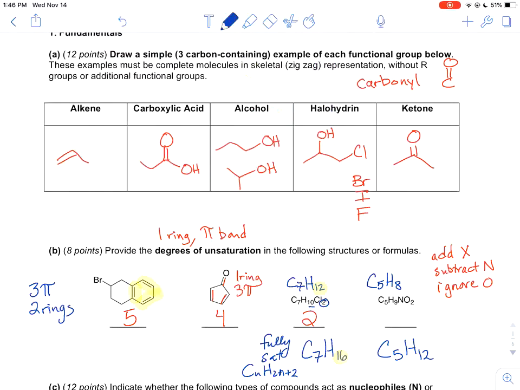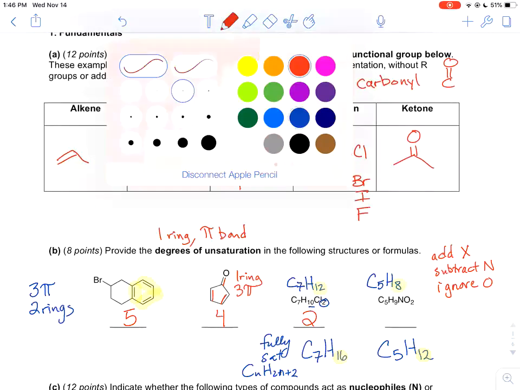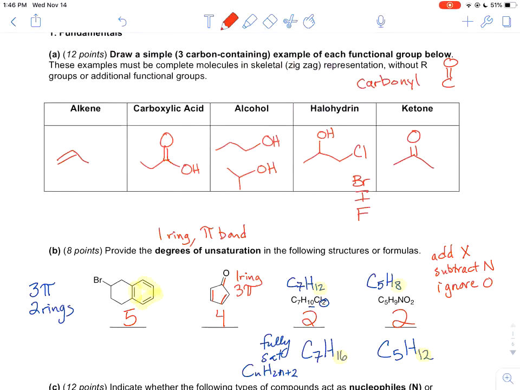And then we are going to compare those 2 values, the 8 and the 12. Once again, we see that there are 4 hydrogens missing from the fully saturated form. And so that works out to be, once again, 2 degrees of unsaturation.